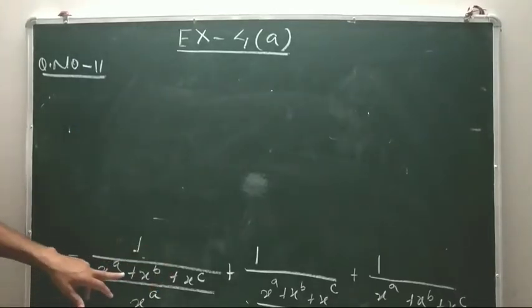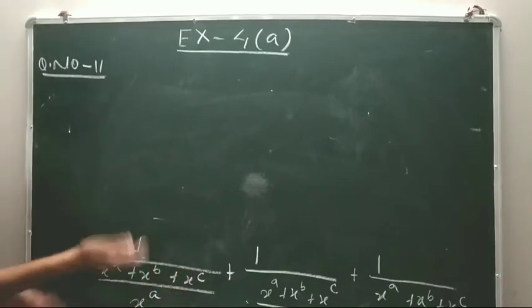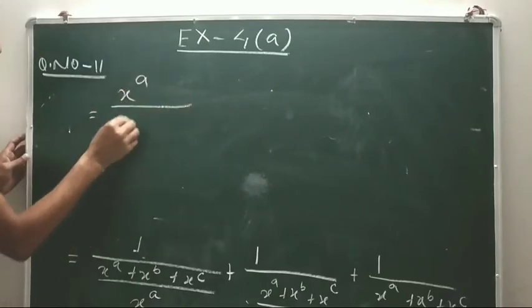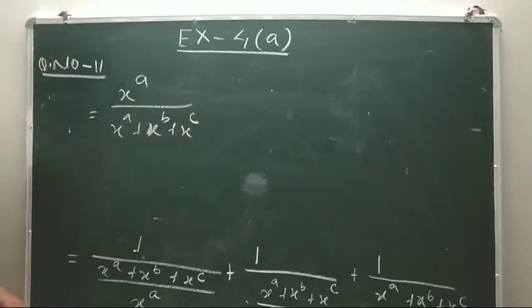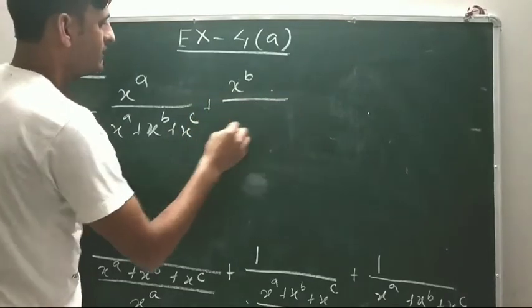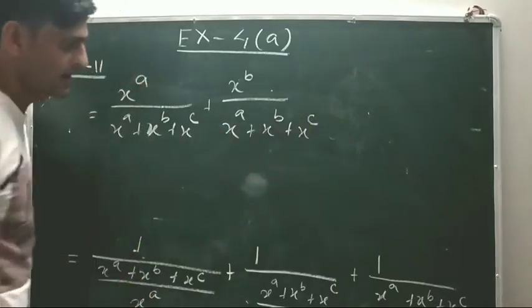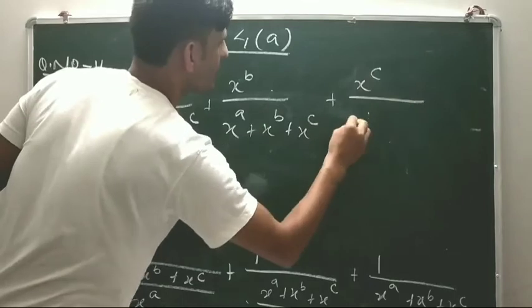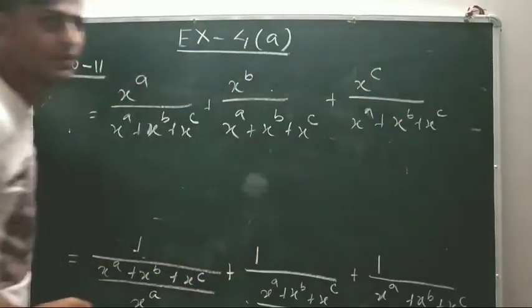This x to the power a plus x to the power b plus x to the power c divided by x to the power a, that means it is the reciprocal of what? x to the power a by x to the power a plus x to the power b plus x to the power c. Yes, similarly we can write here also x to the power b means x to the power a plus x to the power b plus x to the power c. Again in that part also we can write x to the power c is equal to x to the power a plus x to the power b plus x to the power c.